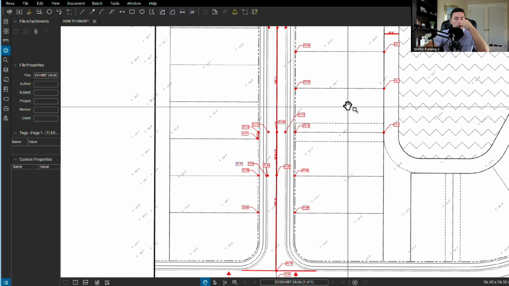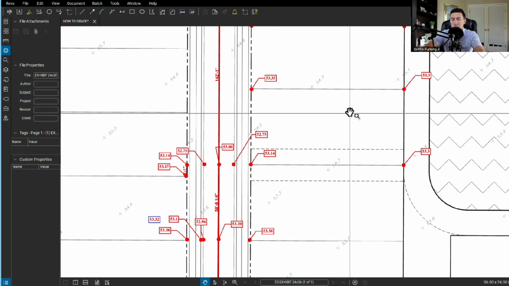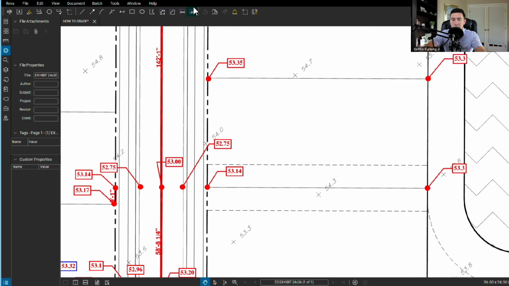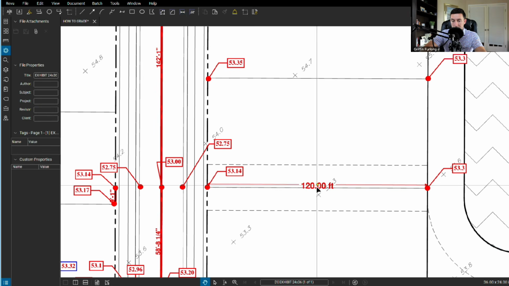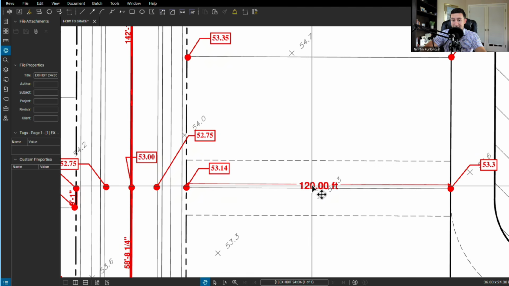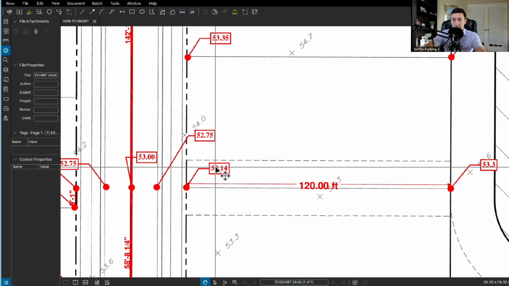So let's start with some of these lot midpoints. Again, let's see how deep these lots are. From this point to that point, it's 120. So that means right in the middle is 60, and that's where we're going to have a high point.